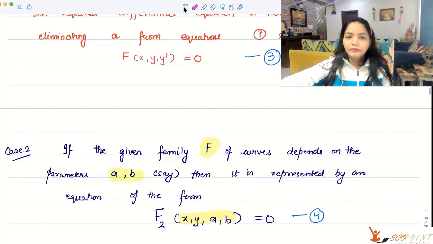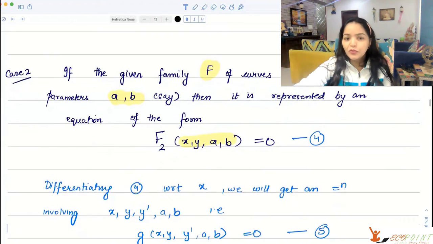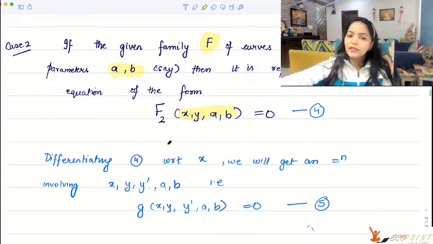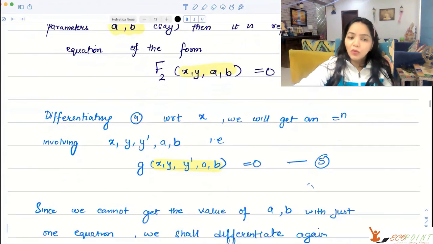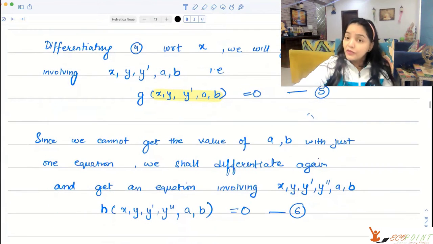Now, you will differentiate. I'm telling you the procedure. So you will differentiate with respect to x, and you will get an equation which is, say, g, dependent on x, y, y dash, you will get y dash in the picture, A and B. Okay. But since you have A and B, just one equation will not help us further. So I'll have to perhaps differentiate once more. Since we cannot get the value of A and B with just one equation, we shall differentiate again.